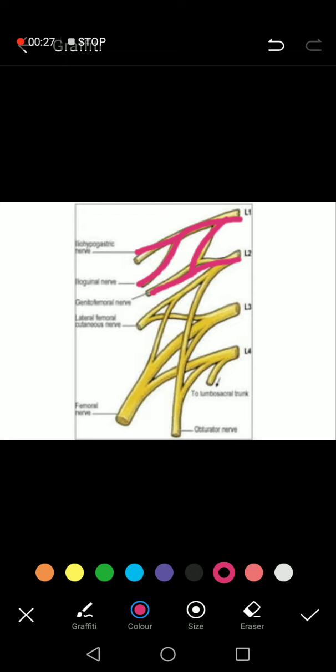And from L2, L3, that is the lateral cutaneous nerve of the thigh. From the dorsal division of L2, L3, and L4, comes a nerve that is called the femoral nerve. And from the ventral division of L2, L3, and L4, the nerve that comes out is the obturator nerve. And from L4 and L5, there is another trunk that emerges which takes part in the sacral plexus, and that is the lumbosacral trunk.